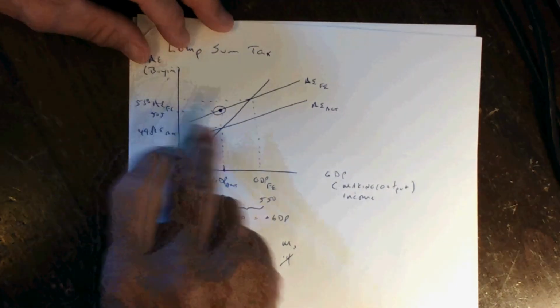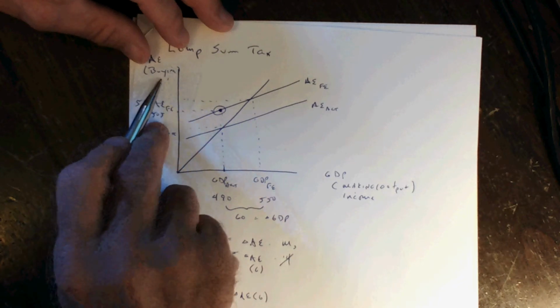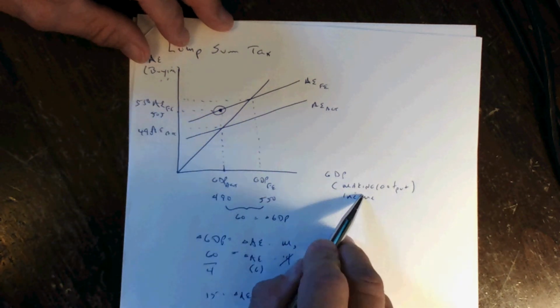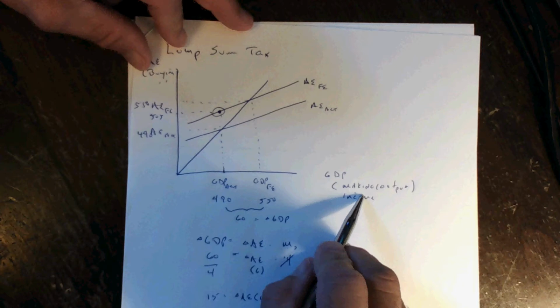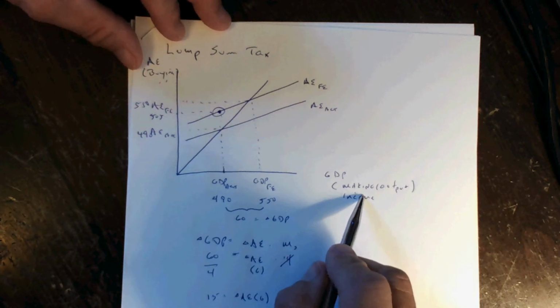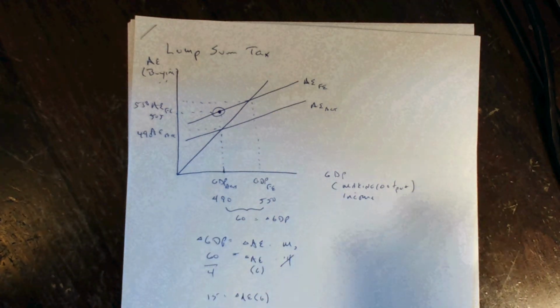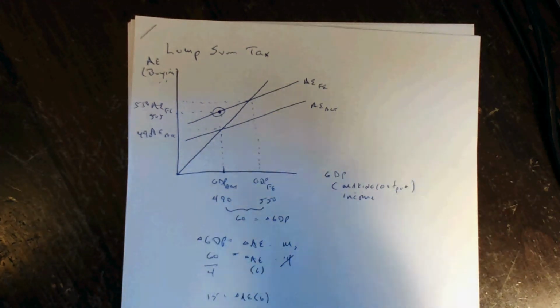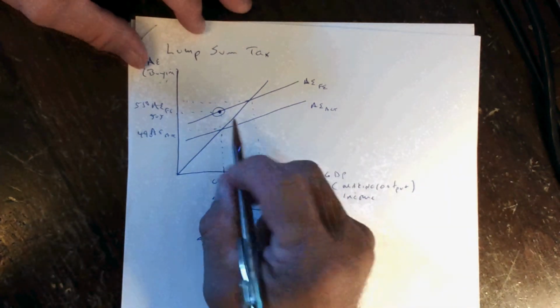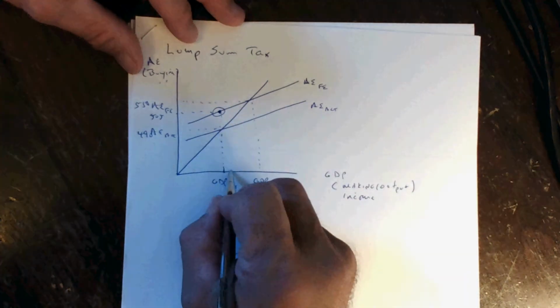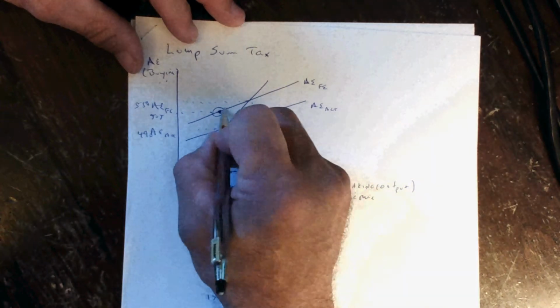Buying, because we're on this side of the 45 reference line, buying will be larger than making. There will be an unplanned inventory decrease, which sounds bad, but it's very good for business. They thought they were going to sell 100, for example, and they sold 120, so their inventories fell by 20. So, if that's true, business will respond by making more, and you'll go up this aggregate expense line.